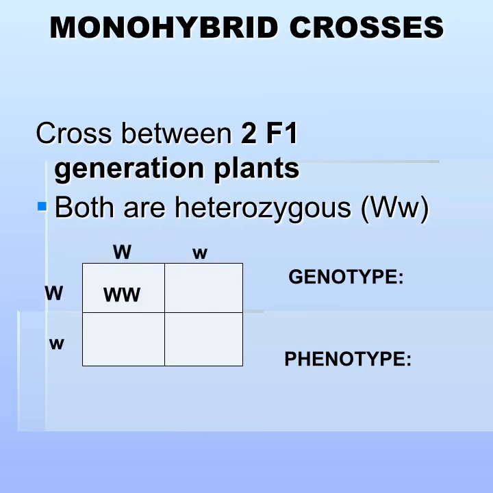So genotypes, fill them all in again. We're going to get the genotype. What genes are actually in that box? 1 homozygous dominant, 2 heterozygotes, and 1 homozygous recessive. Phenotypes, a little bit different. 3 whites and 1 blue.